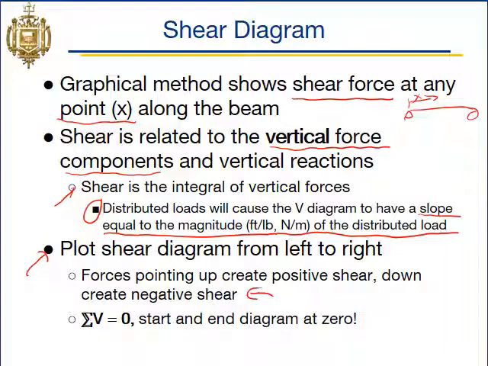And then the other big point, the shear diagram always starts and ends at 0. So the sum of all shears should equal 0. If you start somewhere other than 0 and end somewhere other than 0, you've had an error either in plotting your shear diagram or your reactions are wrong. So you have to go back and recalculate. So let's go through how we do this.